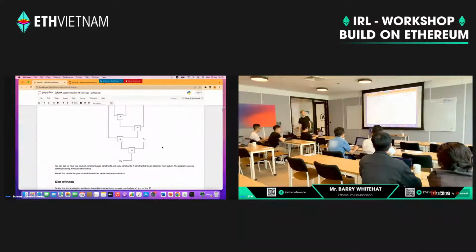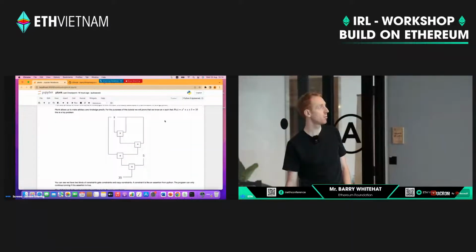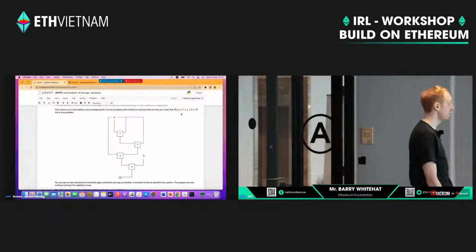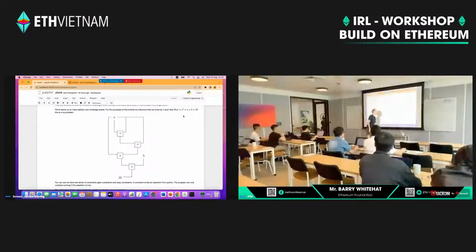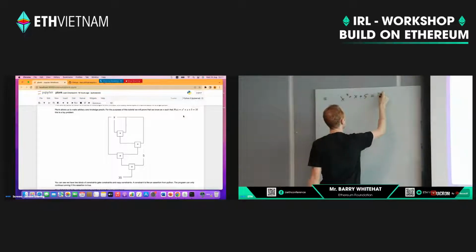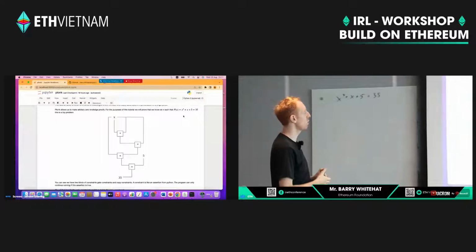So what does this actually do? We want to make a ZKP for a very simple circuit. The check that we want to do is to prove in zero knowledge that I know a number x such that this equation is true. The equation is x cubed plus x plus 5 equals 35.